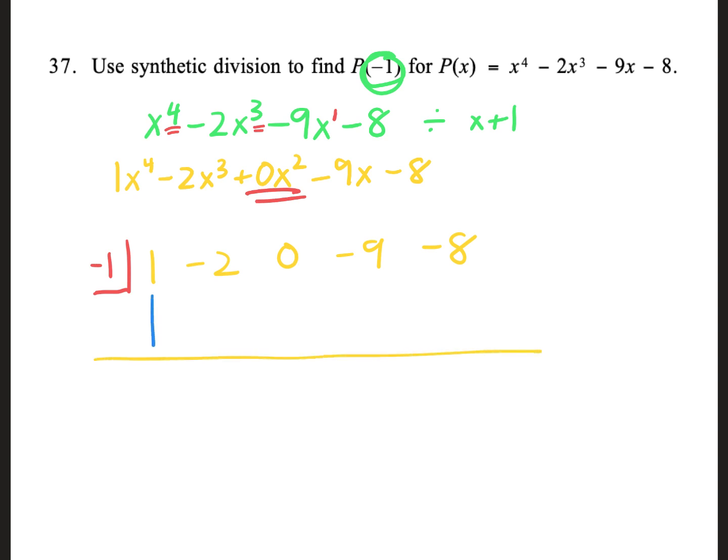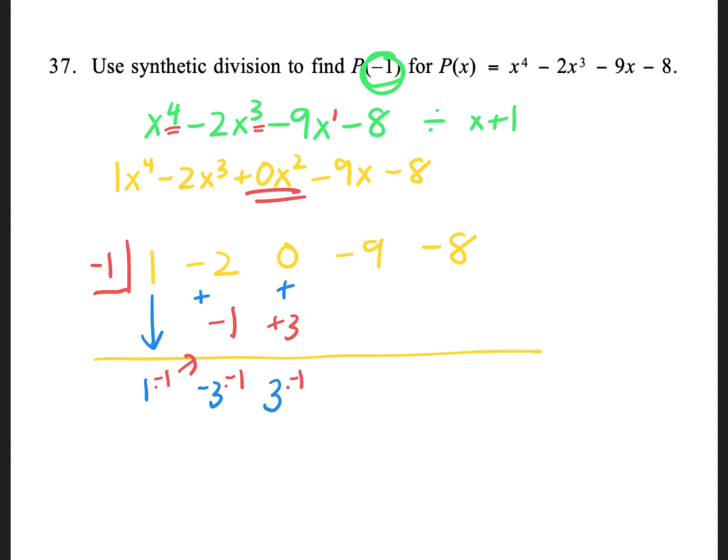Again, we'll start by bringing down the 1. We'll multiply it by the number in the house. So 1 times negative 1 gives me negative 1. Then we'll add. Negative 2 plus negative 1 gives me a negative 3. We'll multiply that by negative 1, which gives me a positive 3. Again, we'll add. 0 plus 3 is 3.